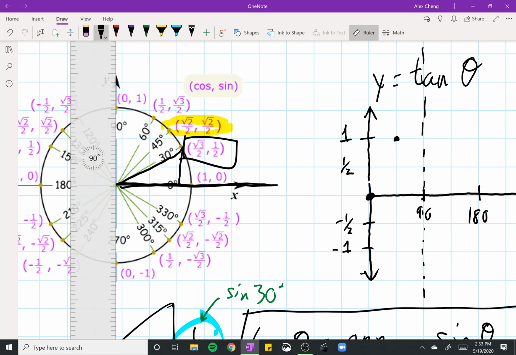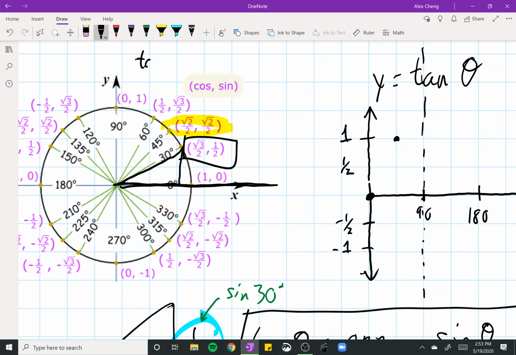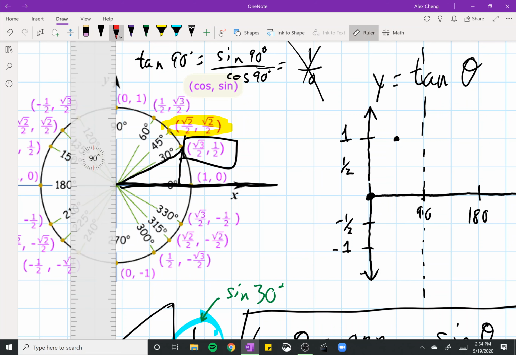If we think about it in terms of sine and cosine, remember, tangent of 90 degrees is equal to sine of 90 divided by cosine of 90, which would be 1 over 0, which we don't want to do. Not yet, anyway. And so 90 is not in our domain. What's happening is that my ray around the unit circle is getting steeper and steeper. And so that's going to look like this, and it's going to go up and up and up.